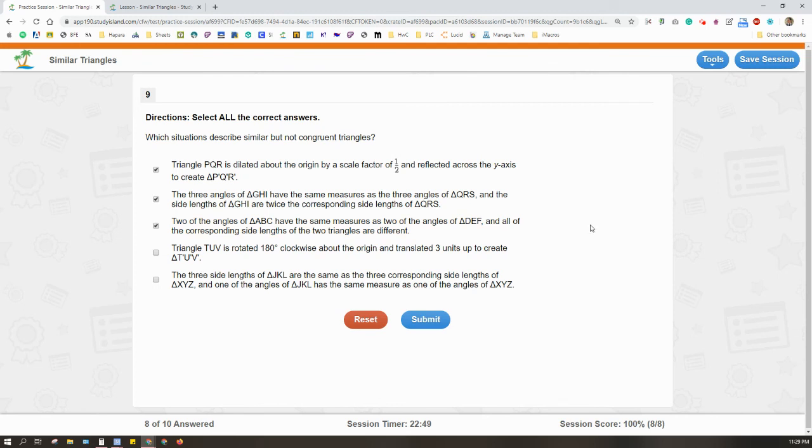Good. We've got angle, angle. As long as two angles match up, that means the third one does. And if all three angles match up, then you have similar triangles.